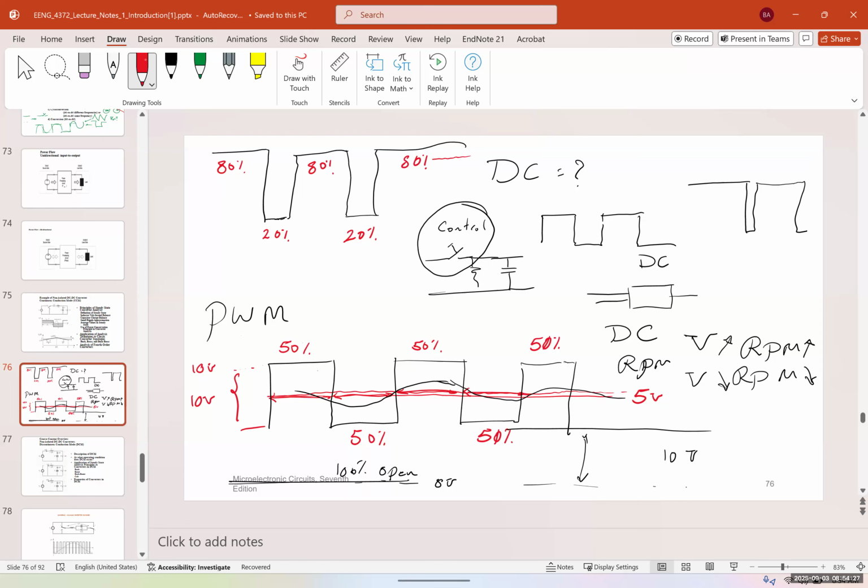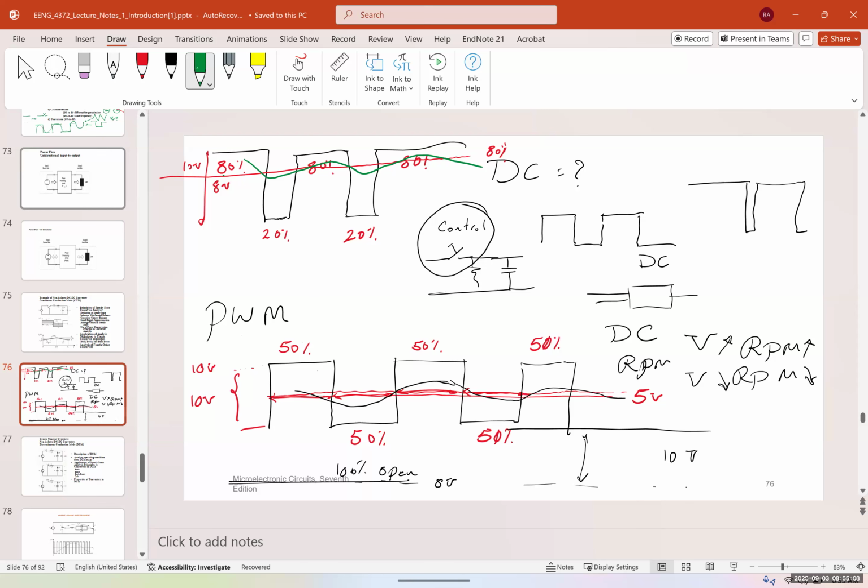Now, the average would be around here. Am I correct? Yes. It will be around 80% of the full 100%. If this is 10 volts, the average would be around 8 volts. Okay. So the average is going to be somewhere around here, something like this actually. So simply by changing the switching speed, I can have control over the output voltage.